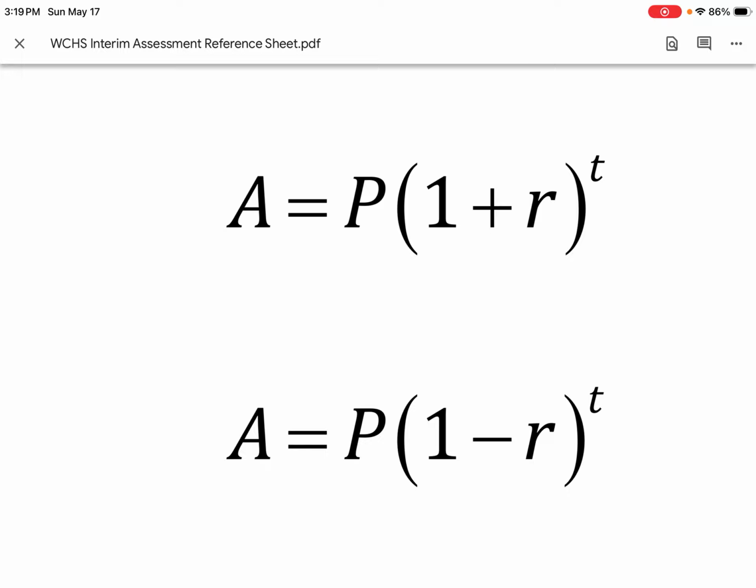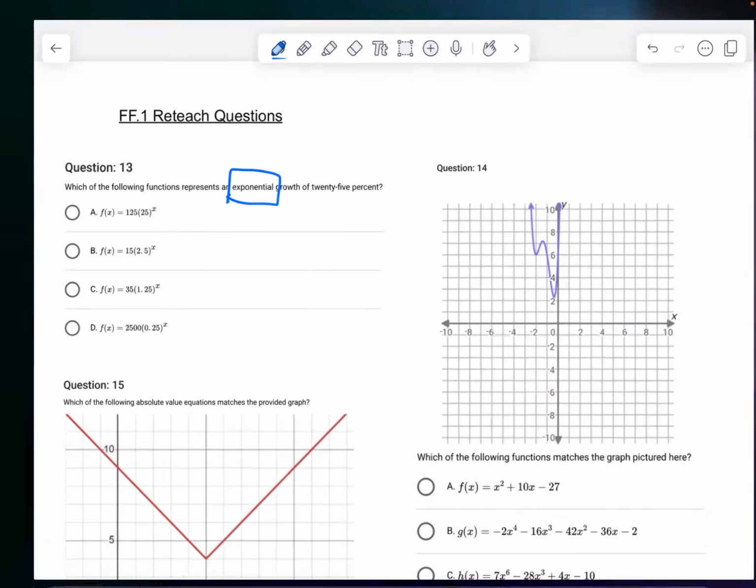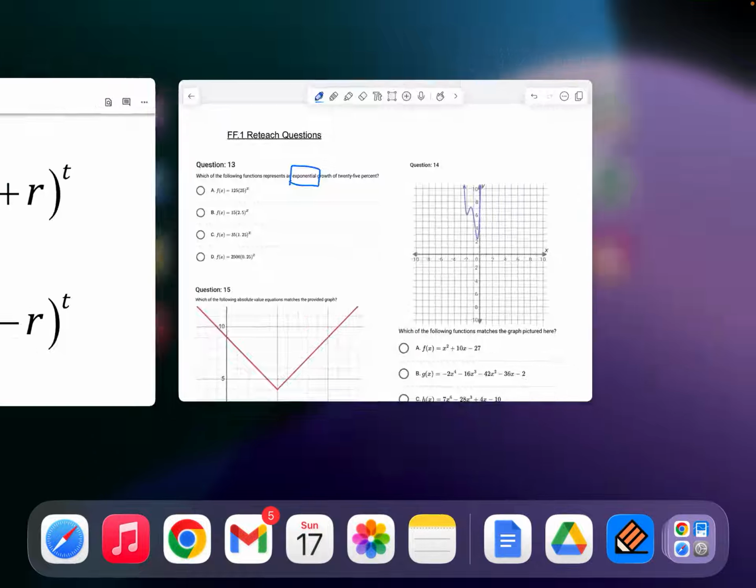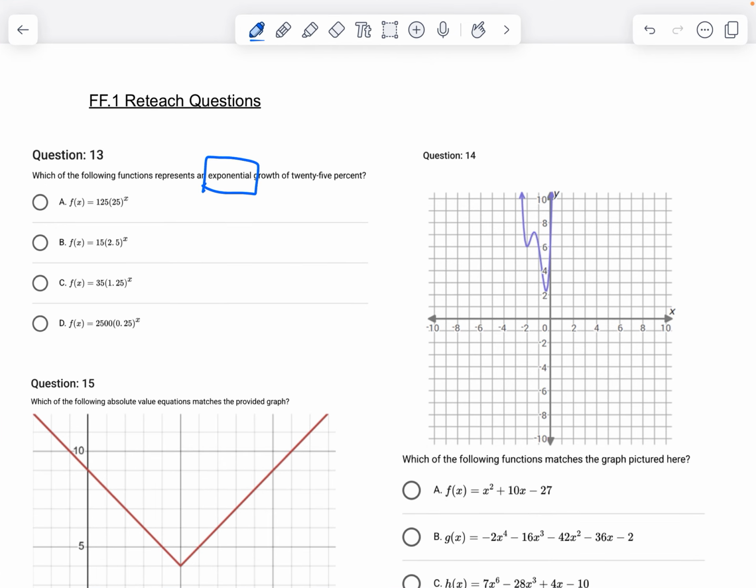So we're going to use this formula, P parentheses 1 plus R to the power of T. Okay, so let me write that on our paper. What was the first letter? A. I knew that. A equals P times 1 plus R to the power of T. Well, P is the principal. I don't have the principal. 1 is just a number, R is the rate, which is a percentage, and T is our time.